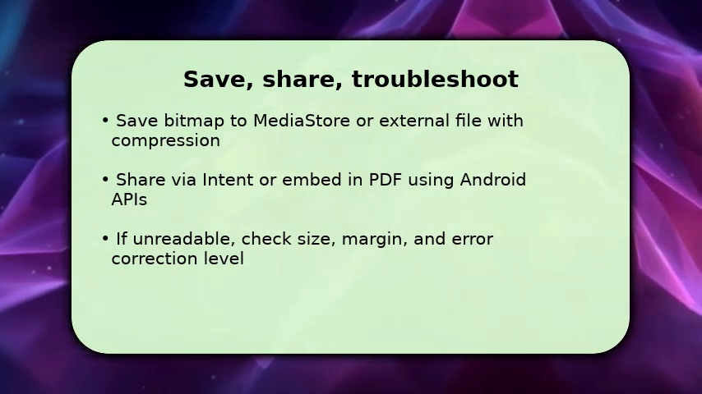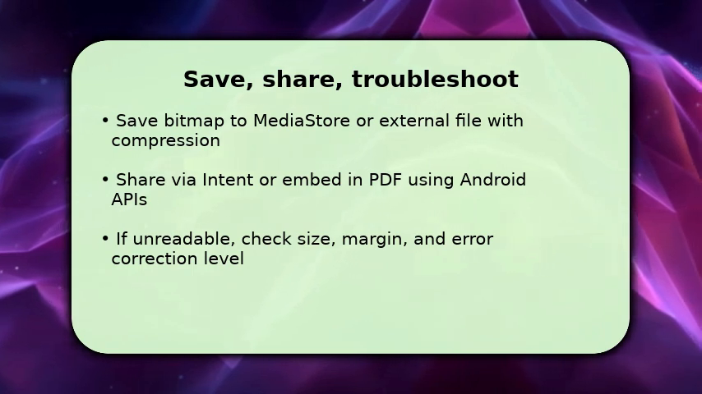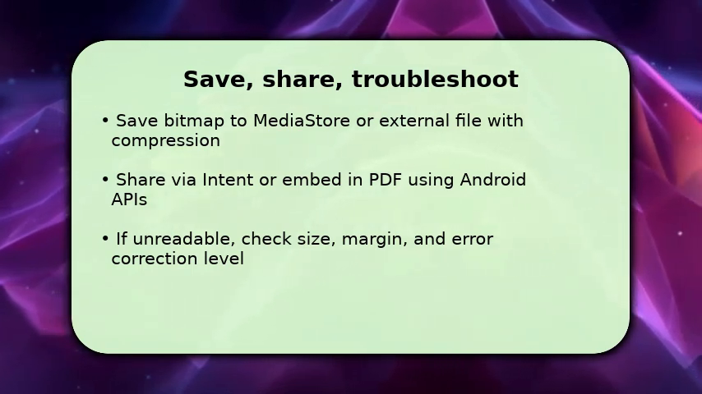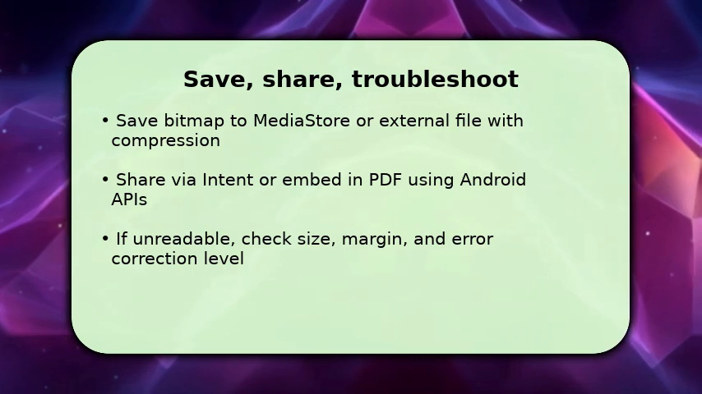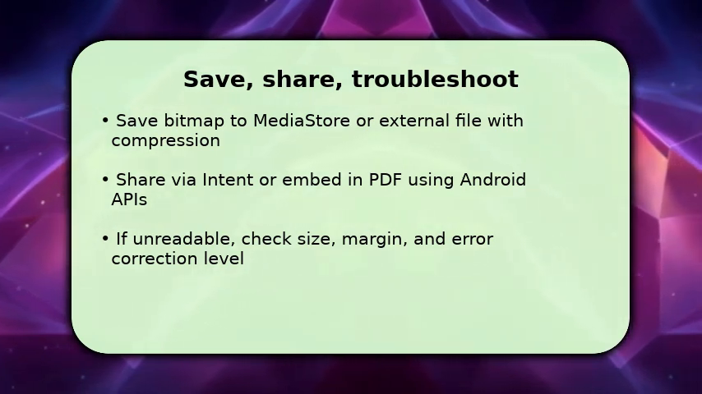If scanners fail to read the code, check 3 factors: increase dimension, add quiet zone margins, and raise error correction. These adjustments fix most issues quickly and reliably.